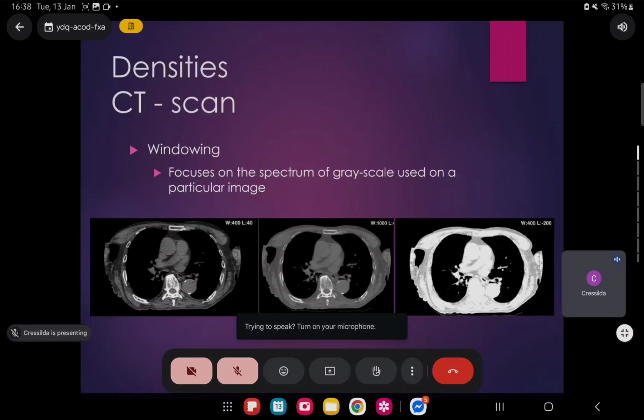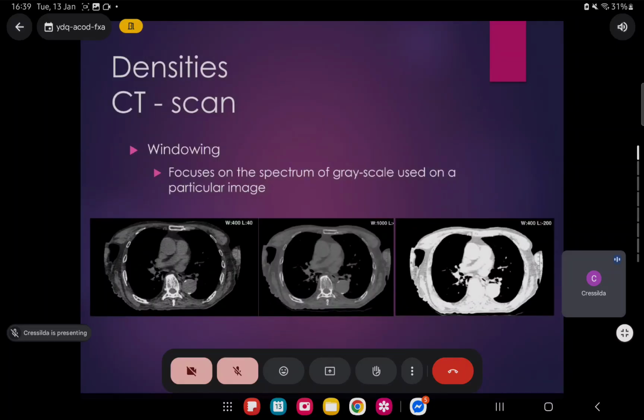So when we talked about windowing, remember that the monitors have the ability to display 256 shades of gray, but the human eye can only resolve 30 to 90 shades at a time. So what does that mean? Imagine if you line up all of your 256 shades of gray from left to right, but we can only see 30 to 90 shades at a time. Then we would be missing out on 150 to 200 plus of the pathologies because we can only see 30 to 90 at a time.